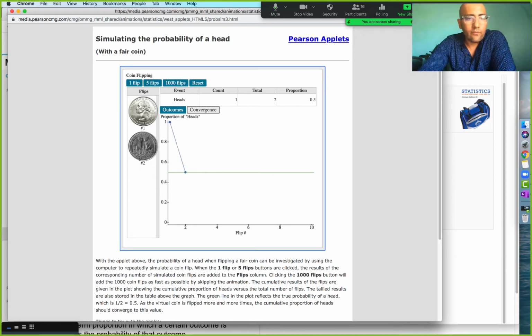Okay, we flipped it and we got a tails. So far we've gotten heads once, tails once. So how many times have we had heads? 1 out of 2 times. So 1 out of 2 is equal to 50%. So that's 0.5, and that's why this is right there at the 0.5.